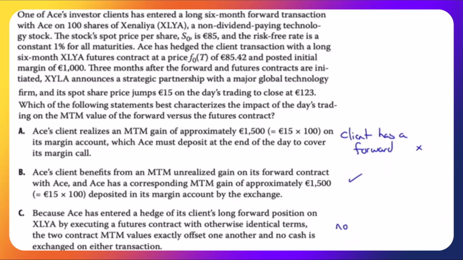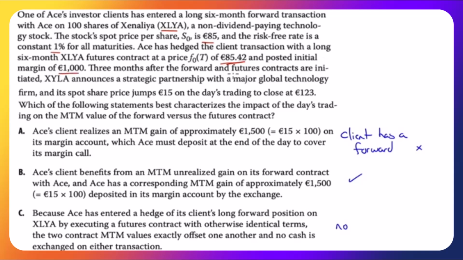4.097. One of ACE's investor clients has entered a long 6-month forward transaction with ACE on 100 shares of XLYA, a non-dividend paying technology stock. The stock's spot price per share is €85. The risk-free rate is constant 1% for all maturities. ACE has hedged the client transaction with a long 6-month XLYA futures contract at a price of €85.42 and posted an initial margin of €1,000.